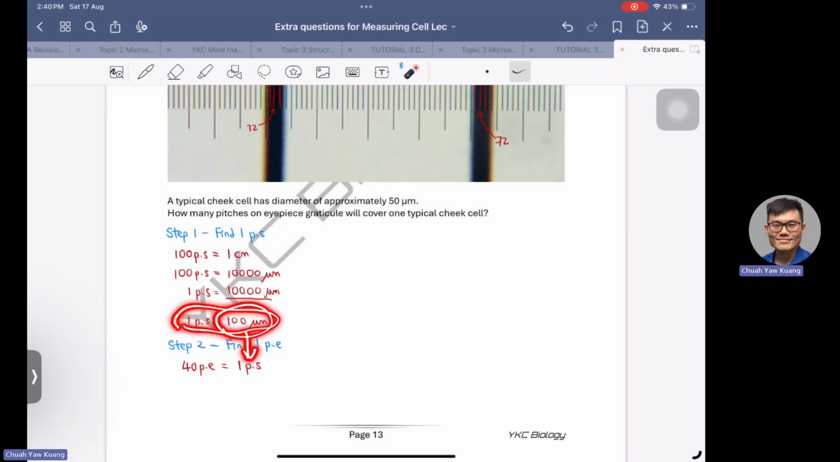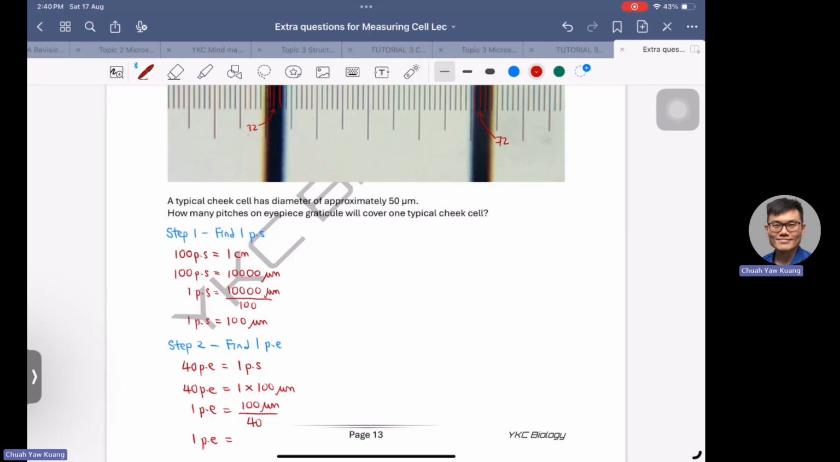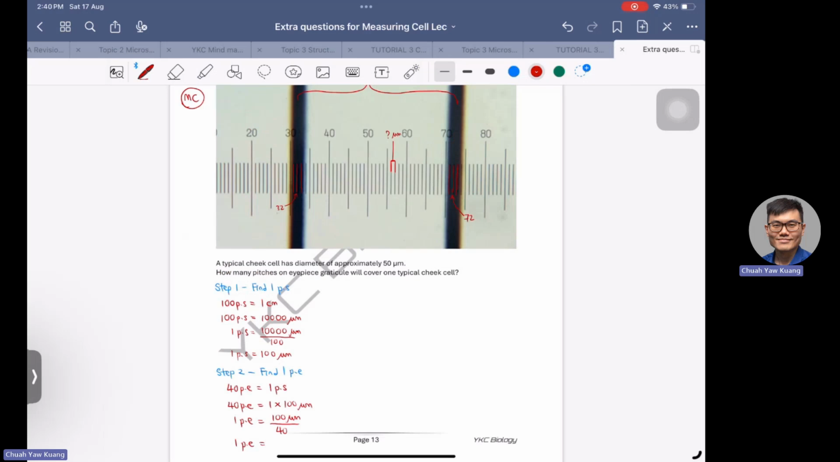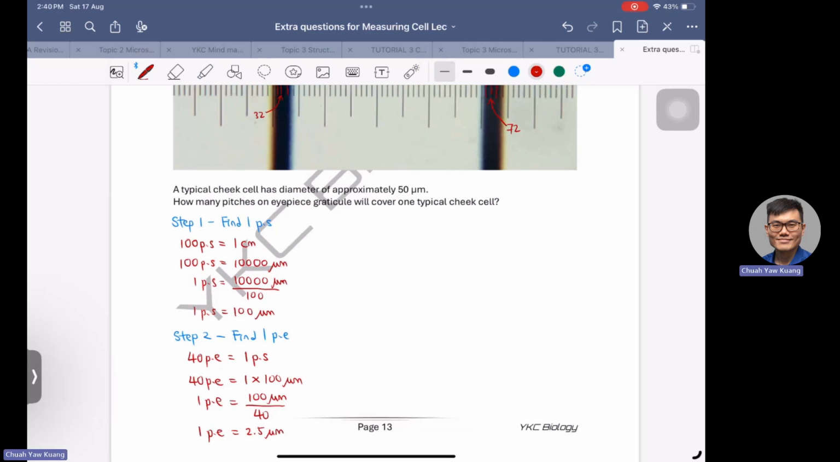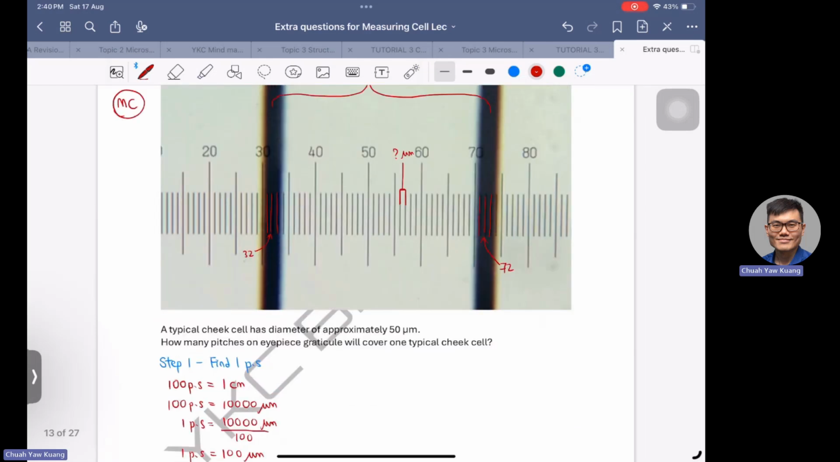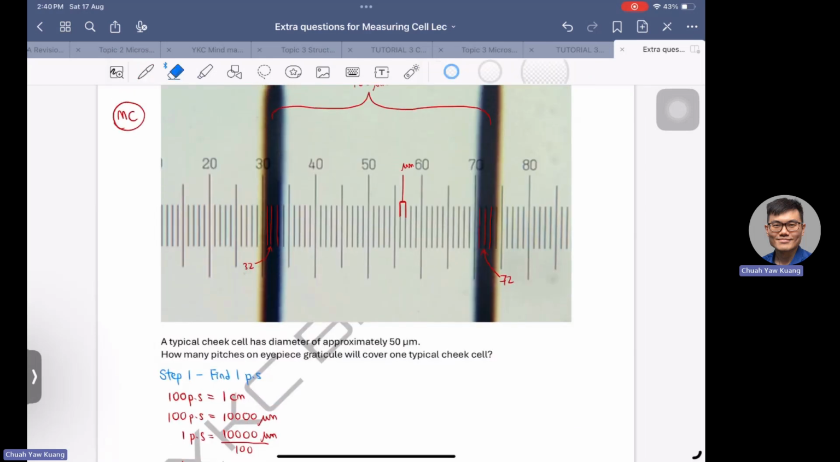Yeah, so that's why we have to times it out. So 40 pitch on the eyepiece reticule equals to 1 times 100 micrometer. So one pitch on the eyepiece reticule equals to 100 micrometer divided by 40. So that means that one pitch on the eyepiece reticule is equals to 2.5. So that is step number 2. So with that, now we know that one pitch on the eyepiece reticule is equals to 2.5 micrometer.